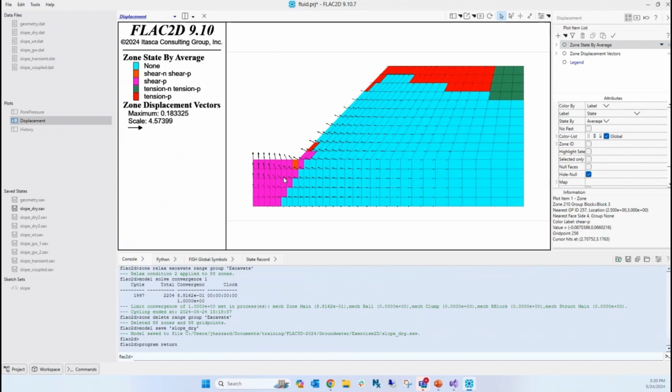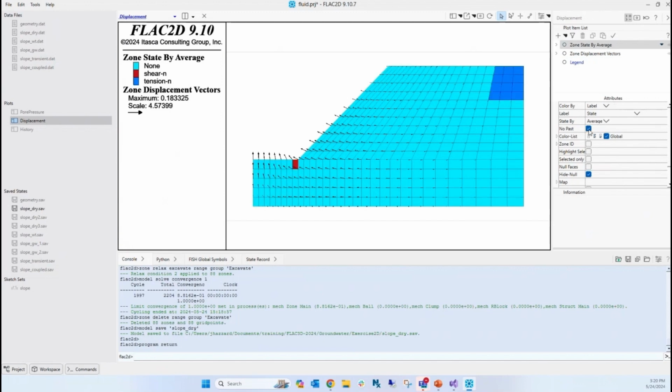That doesn't really matter. I mean, it's not shearing now. And again, you can go over here to the attributes and check this no past box and see only the things that are failing right now. There's a little bit of material up here failing in tension still. Basically, everything else is elastic, and this has come to equilibrium. So when this slope is dry, it solves. Everything is fine, no problems. All right, let's change this back to displacement.